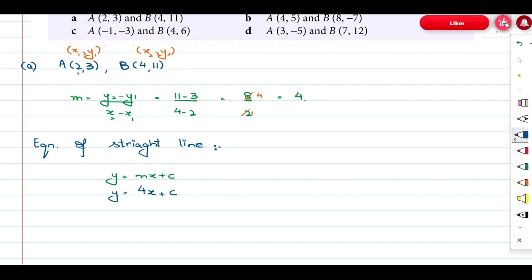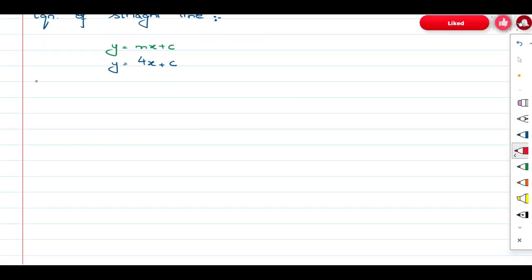You can plug the first point A or the second point B into your equation and get the value for c. This is up to you. I'm plugging in the point A first. 2 and 3 is the point A, so the x coordinate is 2 and the y coordinate is 3. This is my x value, this is my y value. The first coordinate is always x and the second is your y.